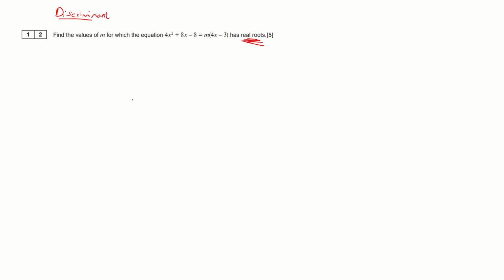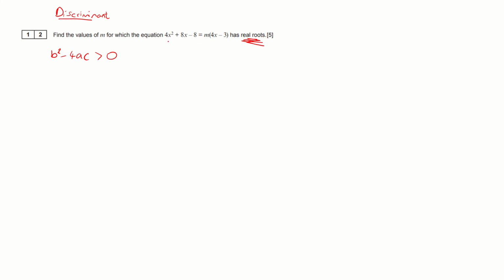So discriminant, real roots. In other words, b squared minus 4ac is greater than 0. So they give us an equation here, which is not yet in the correct form, but when it is, I can take the a, the b, the c, sub them into this inequality here, and I will have an inequality in terms of the letter m that will be, hopefully, eventually, my answer. And it will make sense as the question goes on.